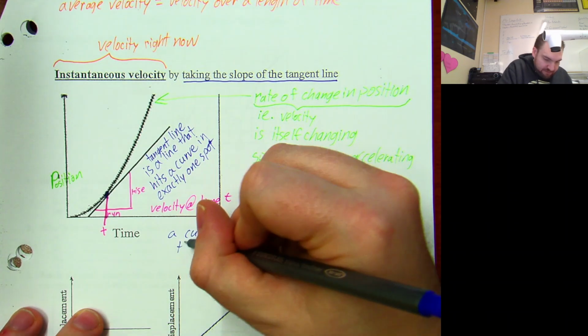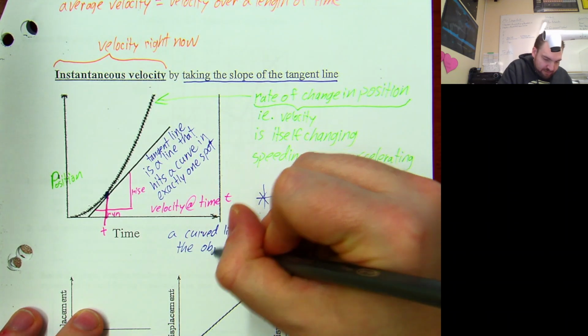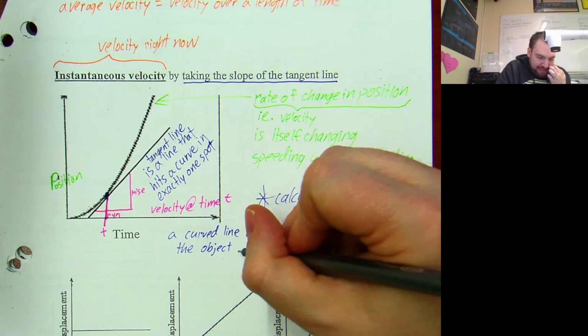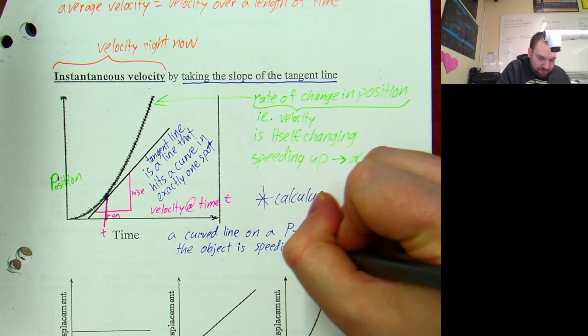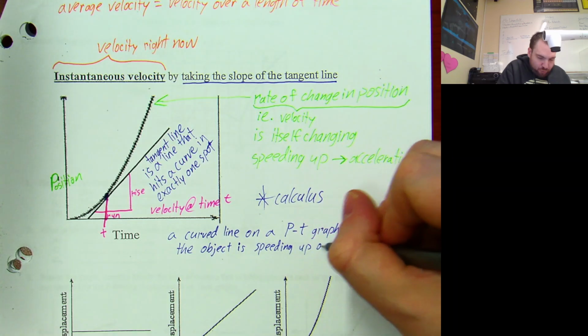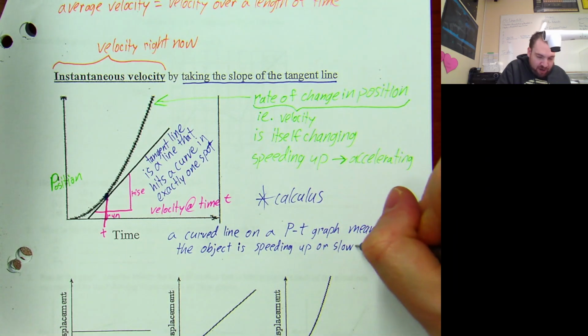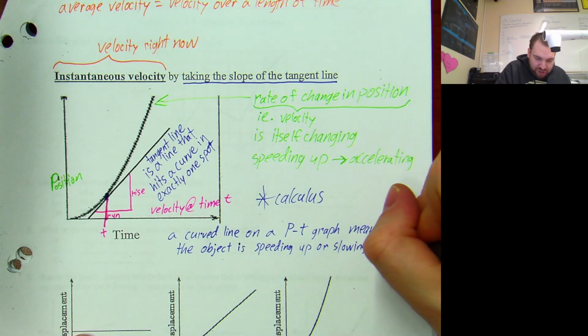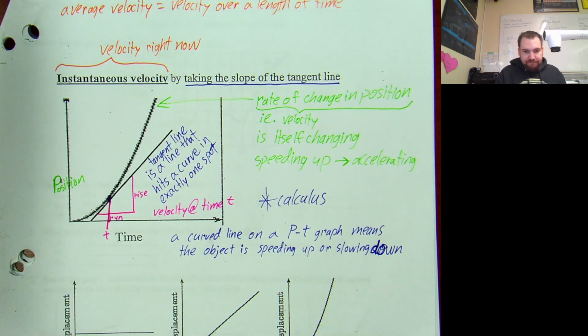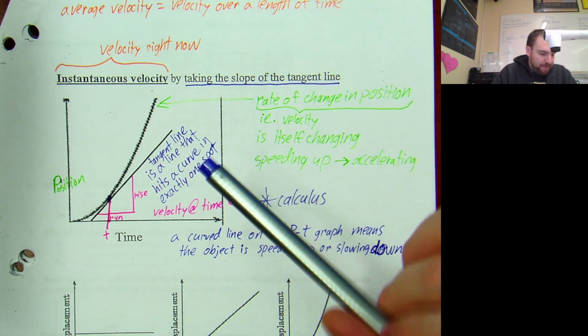Means the object is speeding up or slowing down, depending on the direction of the curve. Speeding up, slowing down. And that depends on the direction of the curve. We'll analyze that on the bottom here in a sec.